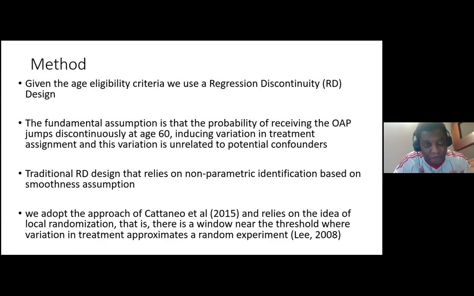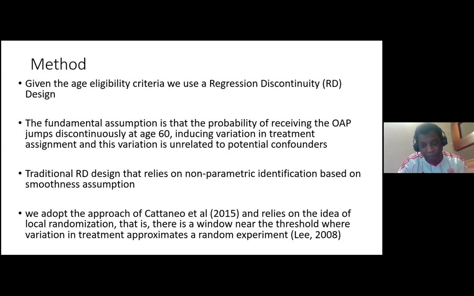So talking in terms of method, given that there is an age eligibility criterion for the old age pension, it's natural to use a regression discontinuity design to estimate the impact. The fundamental assumption is that the probability of receiving the old age pension jumps discontinuously at that age. That is, people just below 60 and people just above 60 have the same characteristics, apart from the fact that people above 60 actually qualify to receive the grant. So this introduces a variation in treatment assignment, and this variation is unrelated to potential confounders.